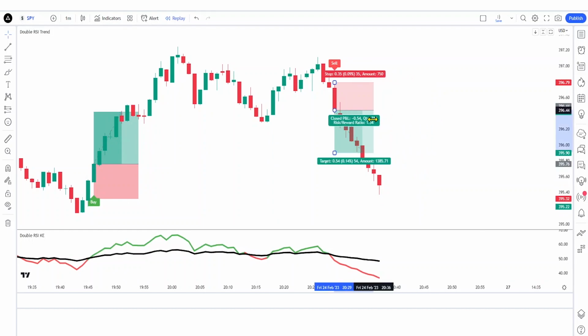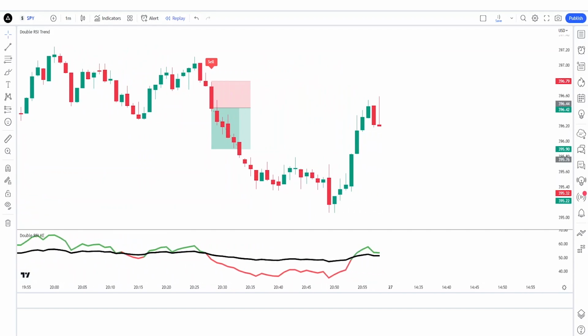Great, we have hit our target and made our first profitable short trade. Let's do a few more trades.